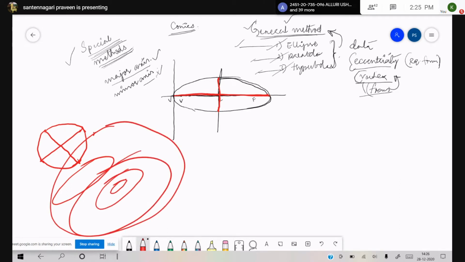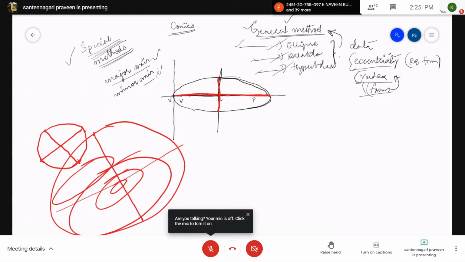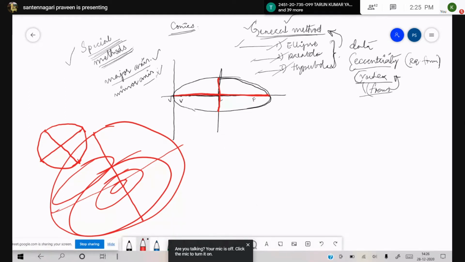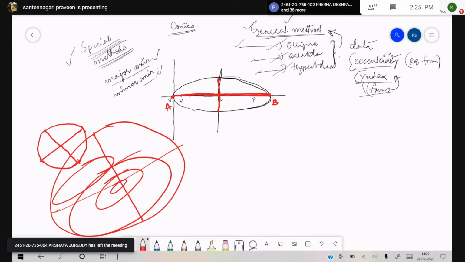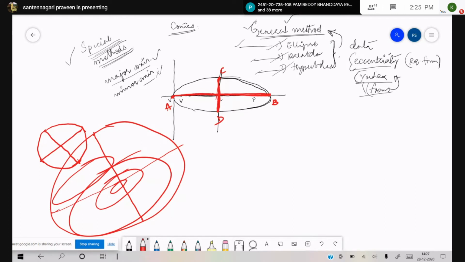So any closed curve that we wanted to draw can be drawn using your major axis and minor axis. The longest path that is covered through your center, this is called your major axis. And the shortest path, again from the same center, perpendicular to your major axis, will be your minor axis. So this is the way your major and minor axes are located in your particular conic curve.